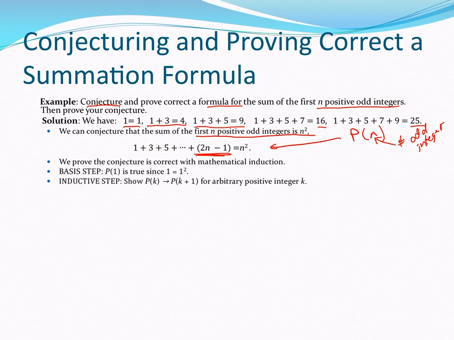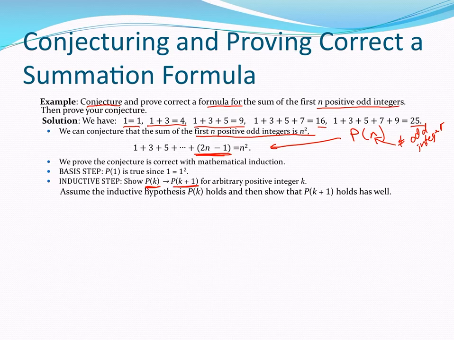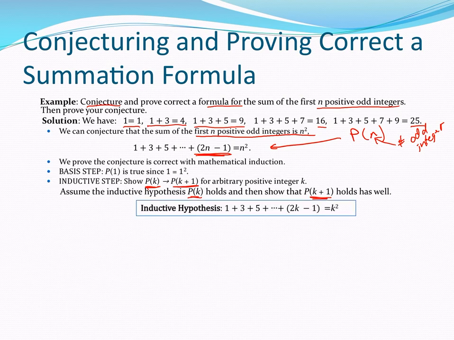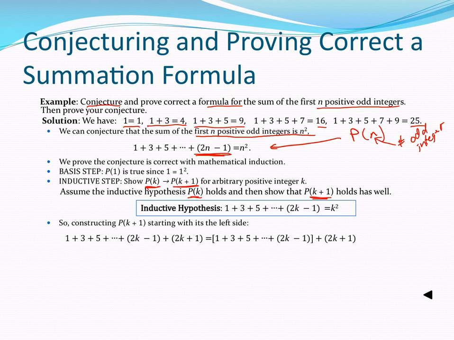All right, so let's show that the inductive hypothesis P(k) implies P(k+1). That's our inductive step. We'll state the inductive hypothesis. We're going to assume it holds, show P(k+1) holds. Here's the inductive hypothesis: the sum of the first k positive odd integers is equal to k squared. Now we want to show that if that's true, then P(k+1) is true. We'll construct it by creating a sum of the first k+1 positive odd integers.